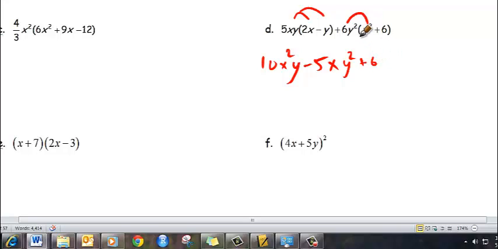Now, it doesn't matter if you go y squared x squared or x squared y squared, but the normal way would be to put the x's first, just for alphabetical order. And then the last one would be a 36y squared.